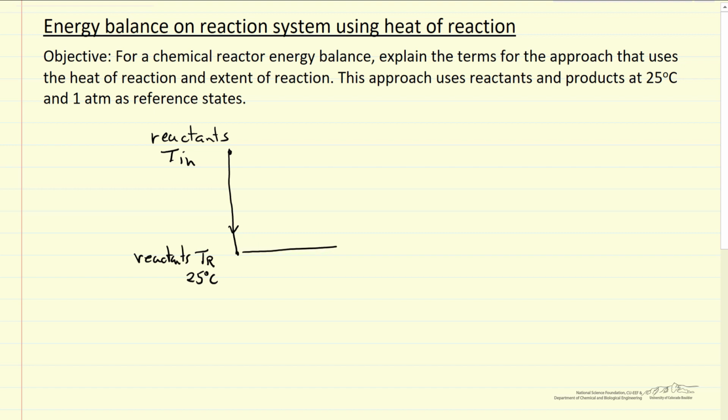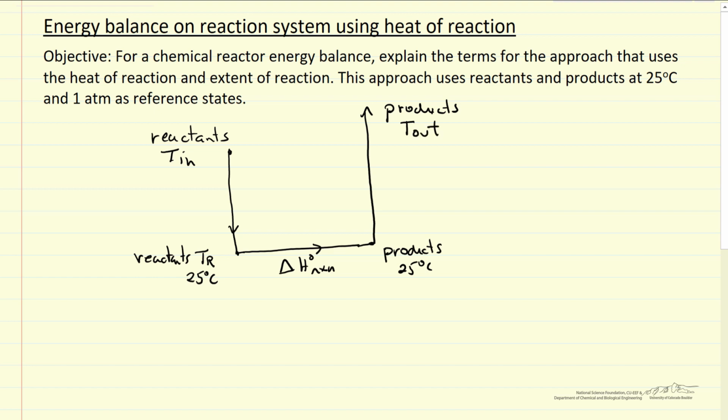We then carry out reaction. So this is the term where the heat of reaction occurs, and we use heat of reaction at standard conditions, and that's what that zero superscript means there. So we end up with products, still at 25 degrees C. We then raise the temperature of the products, and any reactants also, and any inerts that are in there. We raise them to the outlet temperature.